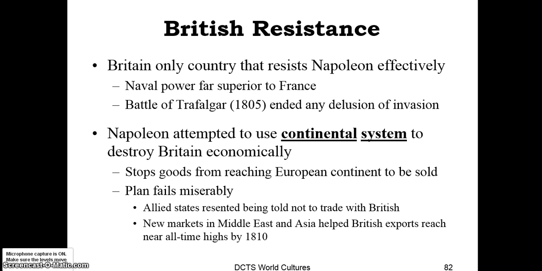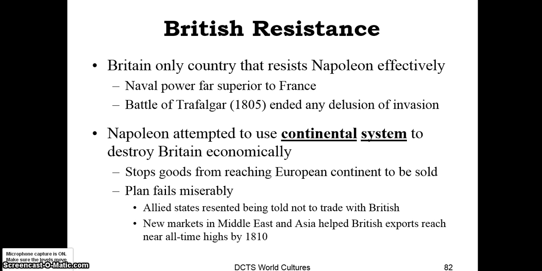Allied states resented being told not to trade with the British. Their thought is, just because we're allied with you does not mean you can tell us what to do. We will be your allies. However, we are still going to do what's right for business, and what's right for business is working with the British. New markets in the Middle East and Asia helped British exports reach near all-time highs in 1810.